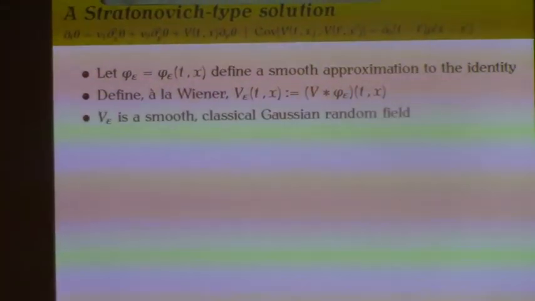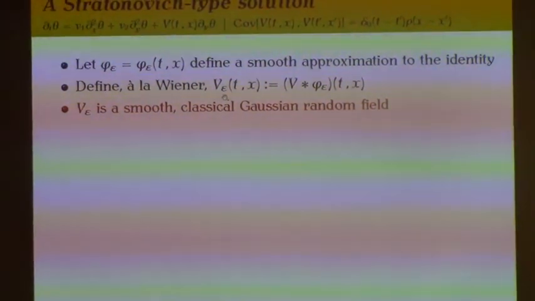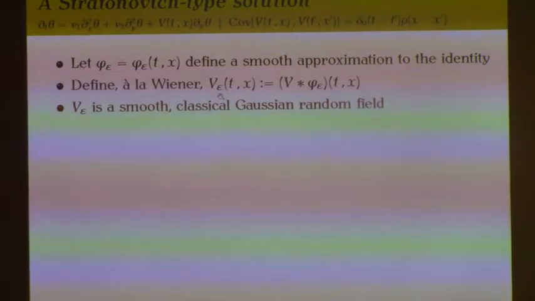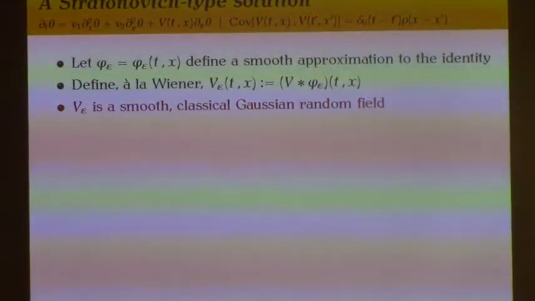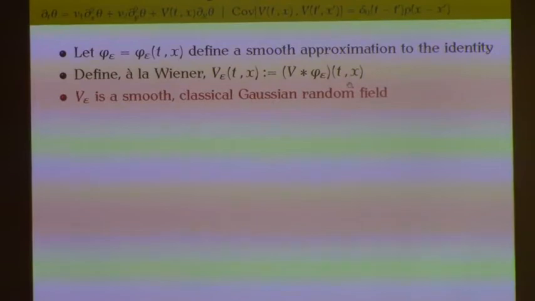And it's easy to see that when you do this, what you end up with is a Gaussian field V epsilon. So it just is a bunch of Gaussian distributed random variables. And as a function of t and x, this is smooth because, of course, you took a pretty rough object and modified it with a super smooth function. So this is smooth.